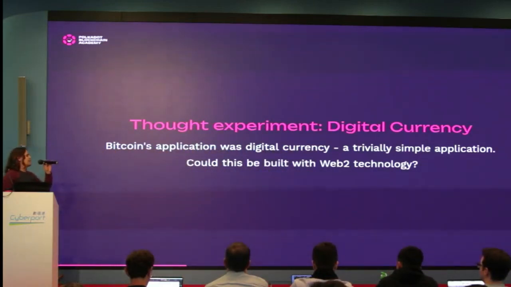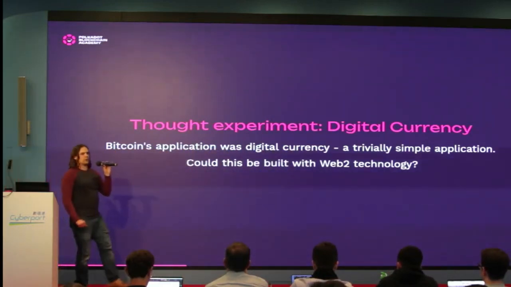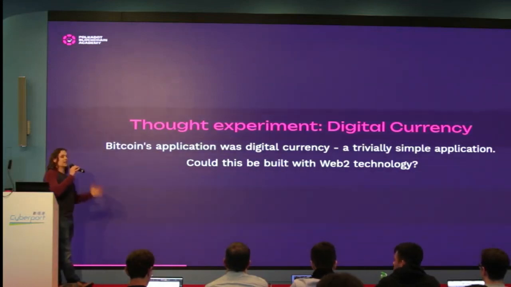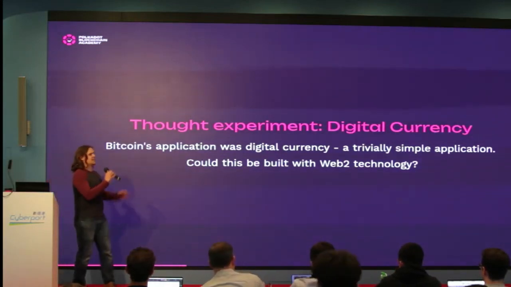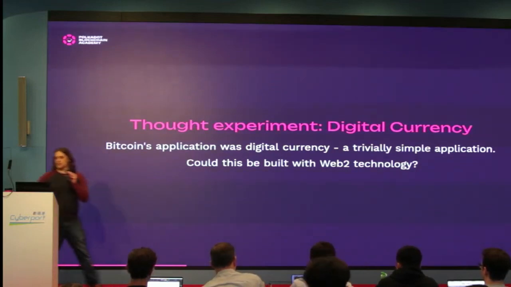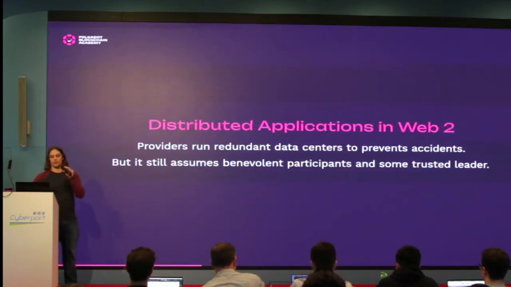So the thing that's novel about Bitcoin is not cryptocurrency. What's novel about it is the ledger, the shared history, the opaqueness, and the immutability of it. And so we're going to see how this is built in Web3.